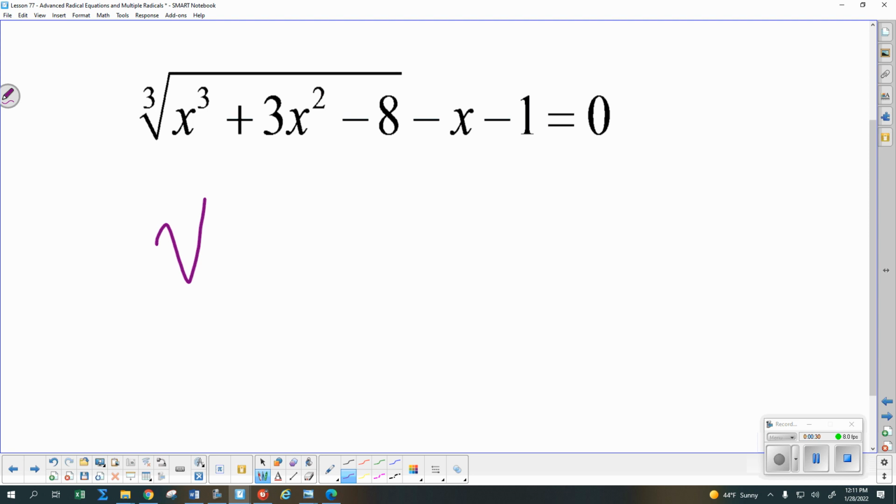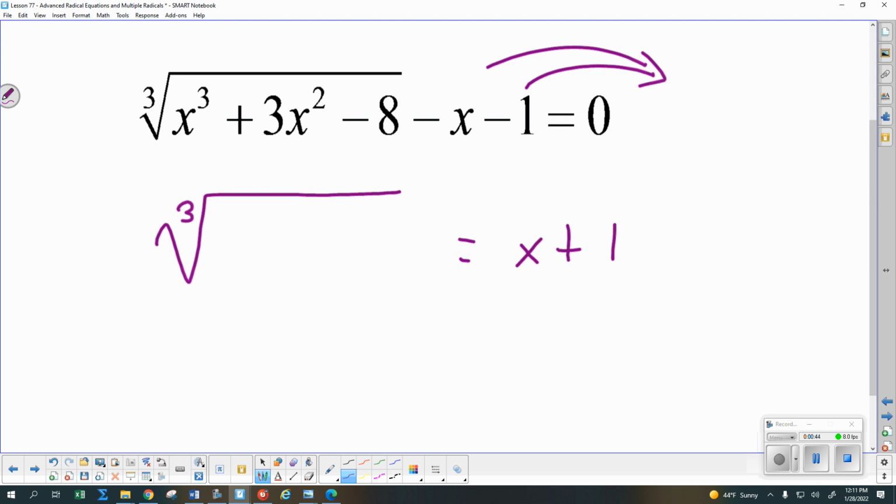So I'm going to need to get this cubed root equals. So I bring over the things that aren't part of the root, and they change from negative to positive. So x plus 1, and inside the root, I still have all of that, x cubed plus 3x squared minus 8.